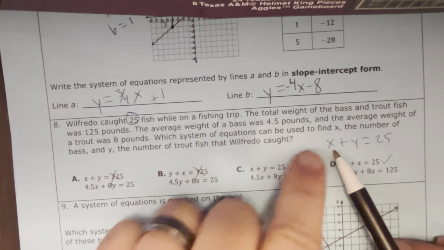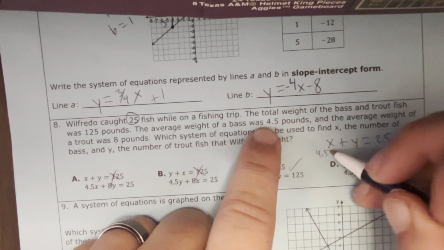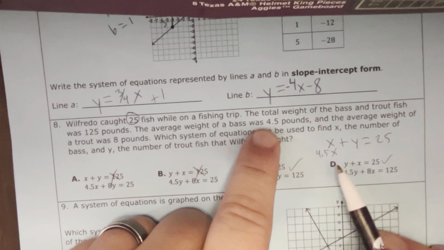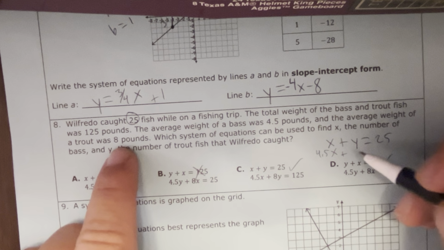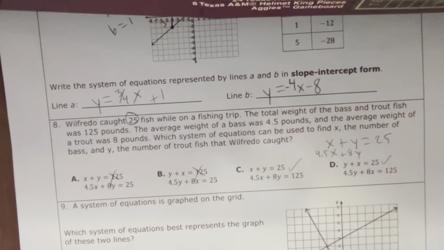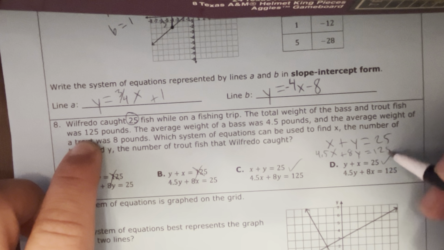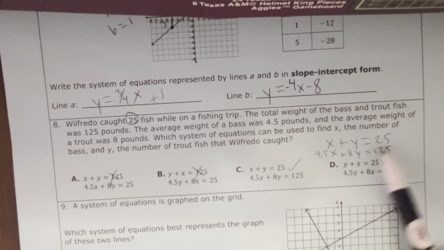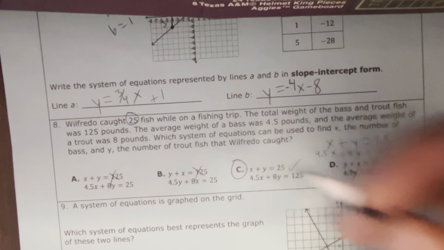Next up, the bass, the average weight was 4.5. So if you do the 4.5 times the number of bass, that'll be the total weight of all the bass together. For the trout, the average weight was 8 pounds, so 8y. So however many trout they caught times 8, that gets the total weight of the trout. And altogether, the weight was 125 pounds. So this one didn't include weight. This one included all the weights. And so we have 4.5 should be with the x, not the y. And so C is the right answer.